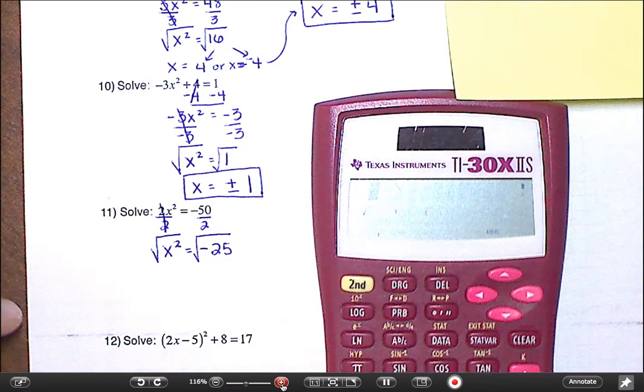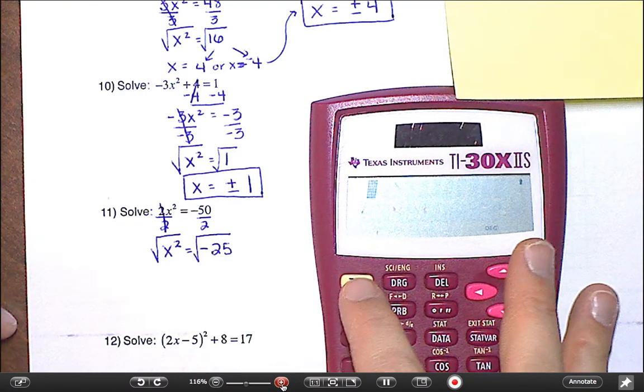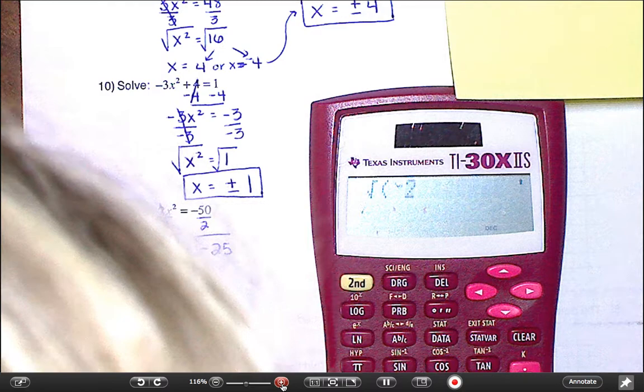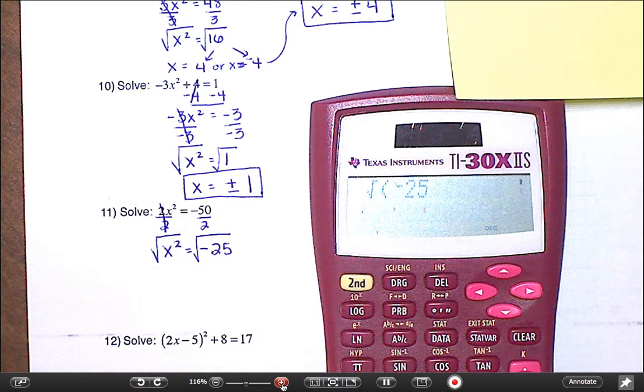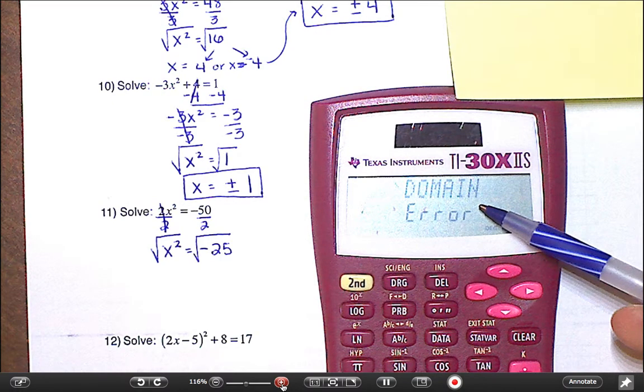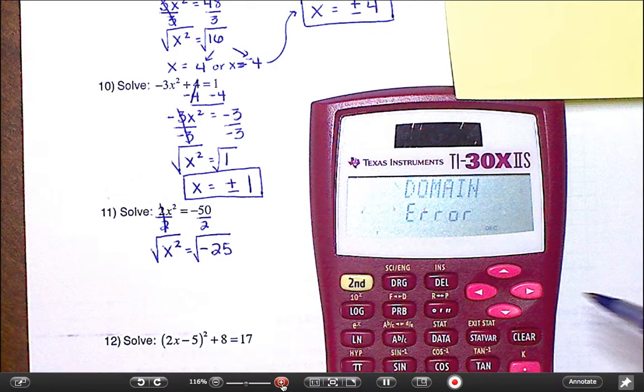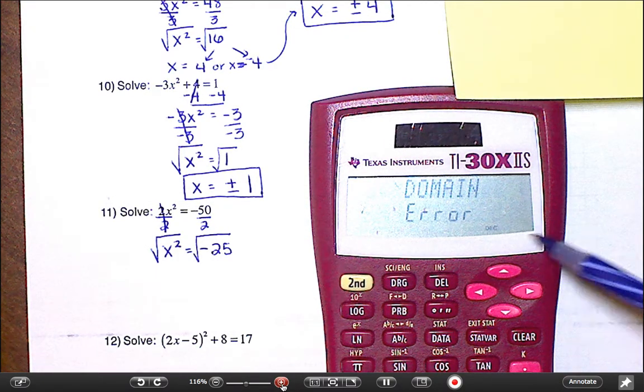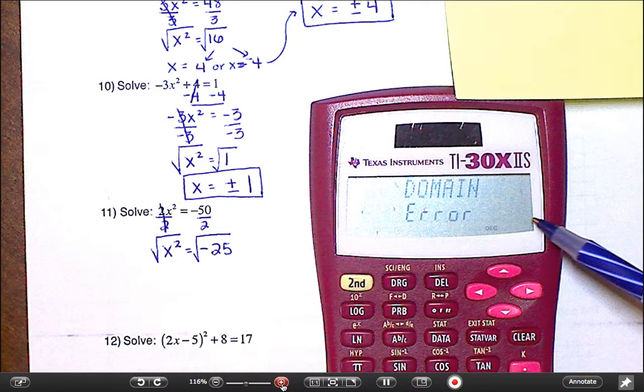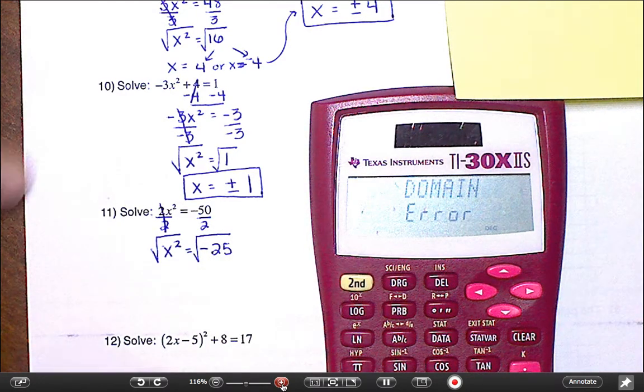Clear out whatever's there. I'm going to do the square root of negative 25 and hit enter. And I get this error, and it might be worded differently depending on the calculator you're using. This is normally the point where people come up to me and they say, oh my gosh, my calculator's messing up, there's a problem. There's no problem. Your calculator is telling you that there's an issue with what you typed into it.